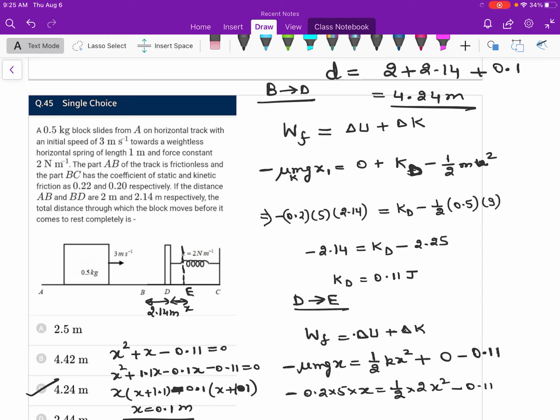So overall it was a difficult paper. Many of the questions were quite demanding and calculative. Okay, so there are many things to learn from this paper.